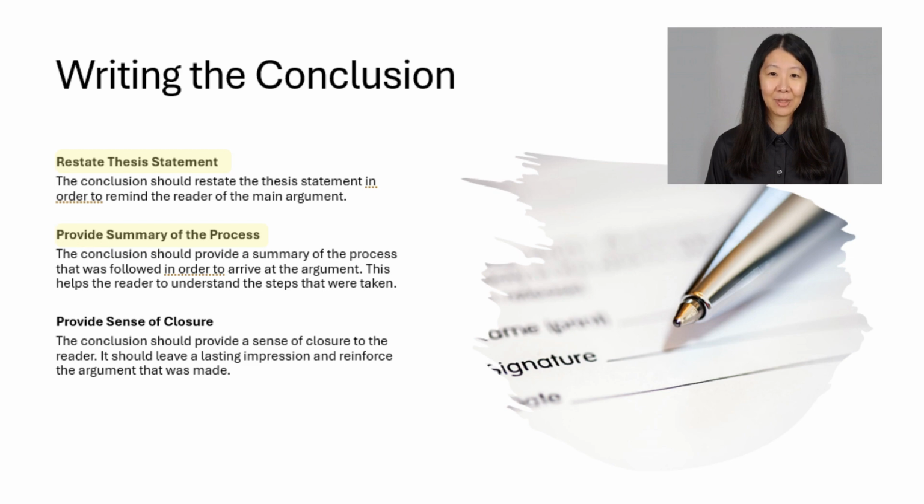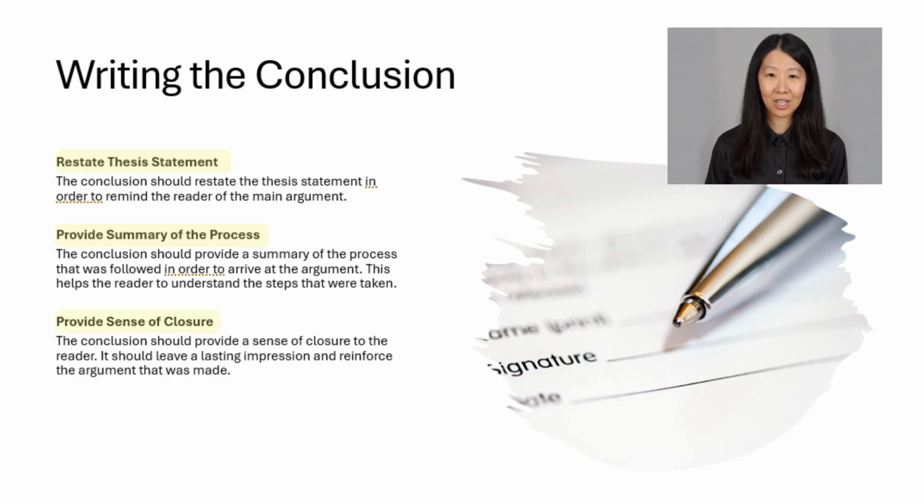Provide summary of the process. Summarize the main steps you've discussed in the essay. This helps the reader recall the overall process without needing to reread the entire essay. Keep it concise but clear, emphasizing the flow of the process and the critical steps taken.